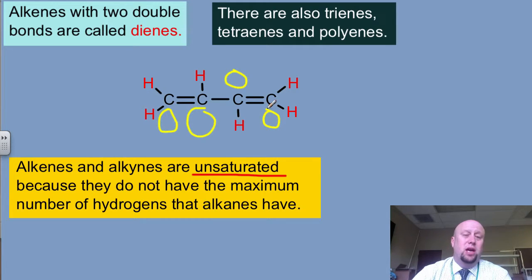So if you think about an alkane formula like propane, that would be C3H8. If we then put a double bond in there and made it propene, then it's going to be C3H6 because we lost those two hydrogens.